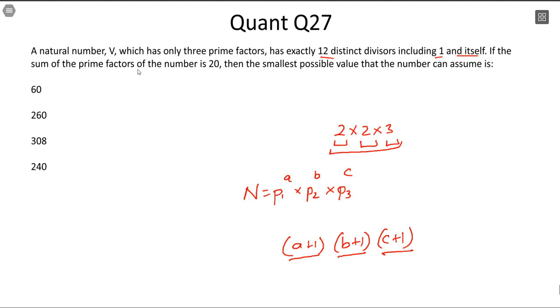If the sum of the prime factors of the number is 20. Okay, so prime 1 plus prime 2 plus prime 3 is equal to 20. Now about prime numbers, one general basic thing we know is most of them are odd, except 2, all of them are odd. Can all 3 prime numbers be odd here? No. If all 3 of them had been odd, the sum would have been odd. Because the sum is even, it means one of the 3 has to be 2. Now, if one of the three is 2, P2 plus P3 will now be equal to 18.